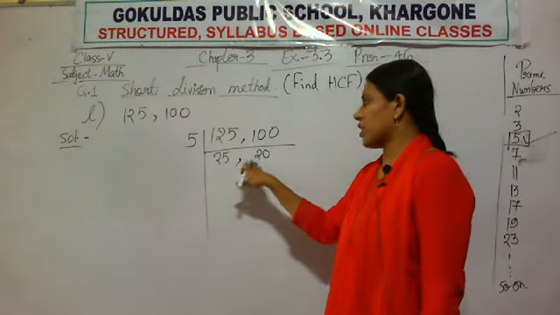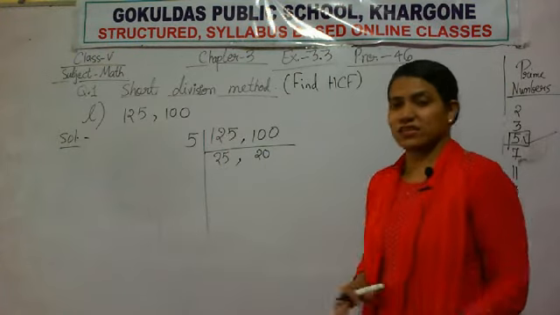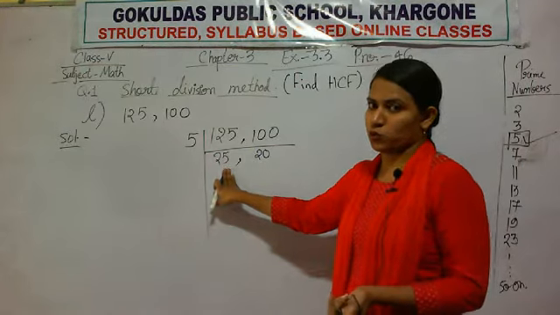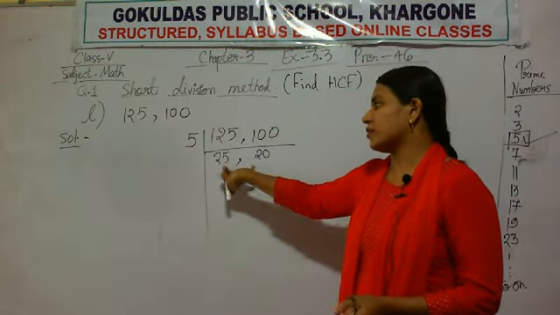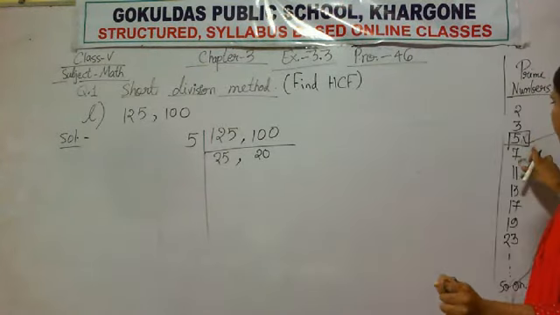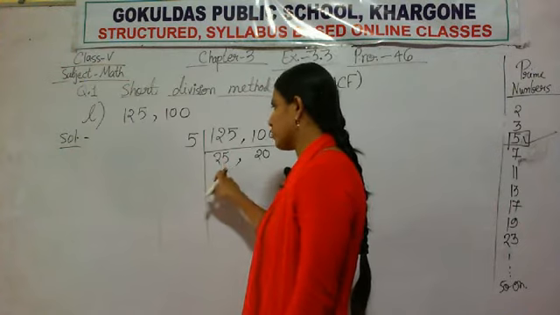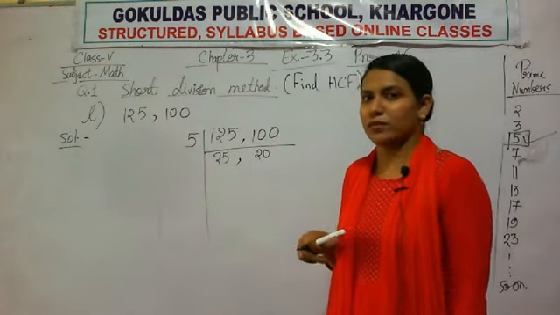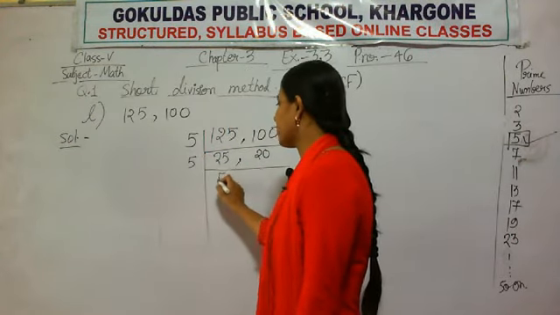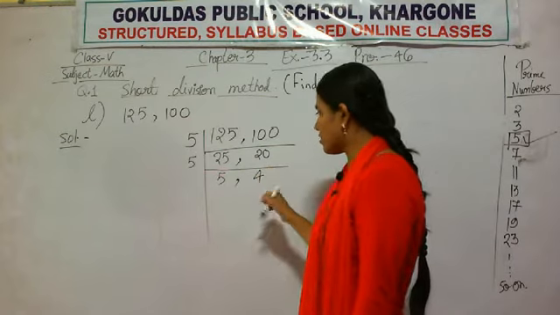Okay. Now observe both the numbers, one is odd, another one is even. So we cannot divide it by 2. We also cannot divide it by 3. So can we divide it by 5? Our next prime number is 5. When we observe, yes, 25 and 20 both come in the table of 5. So yes, of course we can divide it by 5. 5 5s are 25. Then 5 4s are 20.